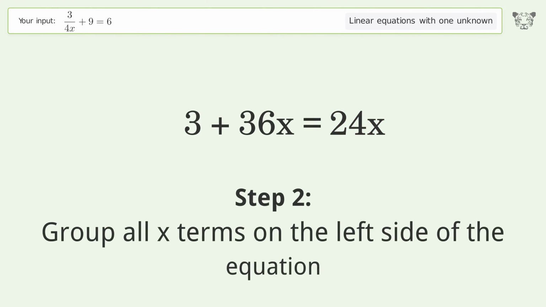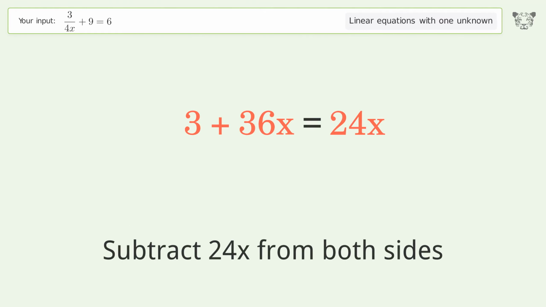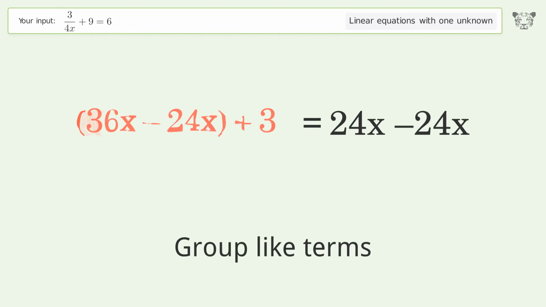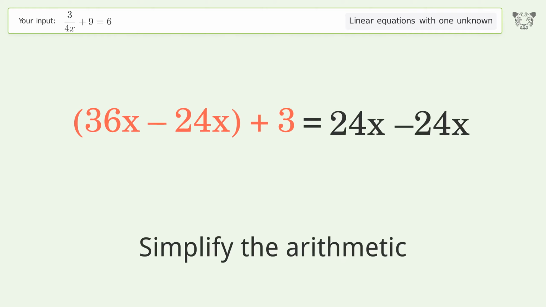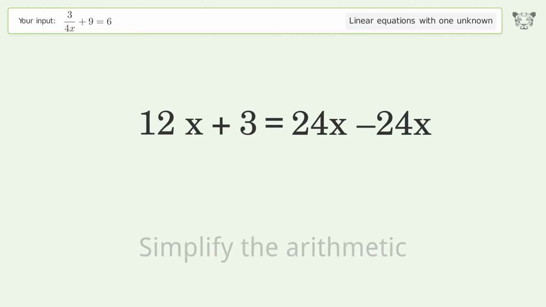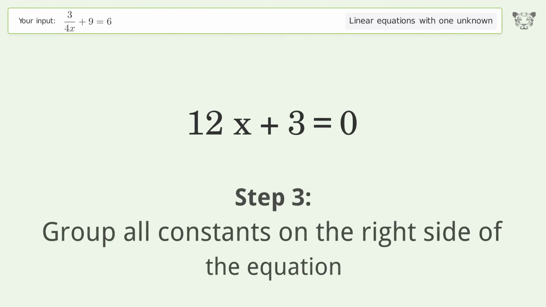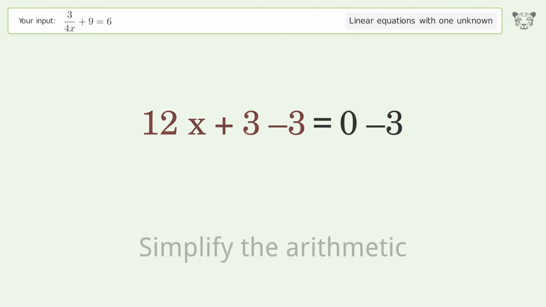Group all x terms on the left side of the equation. Subtract 24x from both sides. Group like terms. Simplify the arithmetic. Group all constants on the right side of the equation. Subtract 3 from both sides. Simplify the arithmetic.